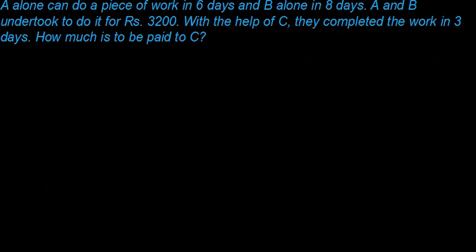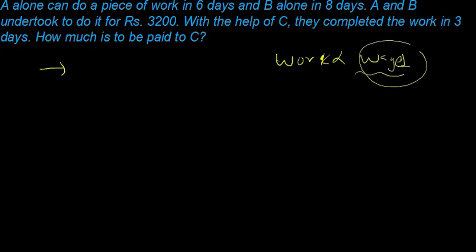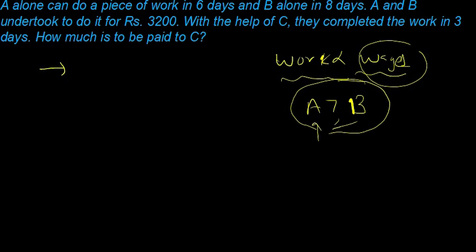Okay, so using the same kind of problem, work done is always proportional to wages. Whatever wages you are getting, work done is also proportional to the work completed by you. So A can alone do a piece of work in 6 days and B alone in 8 days. So whose efficiency is more? I think A's efficiency is greater than B's efficiency. Why? Because A takes less time to complete the work in comparison to B.